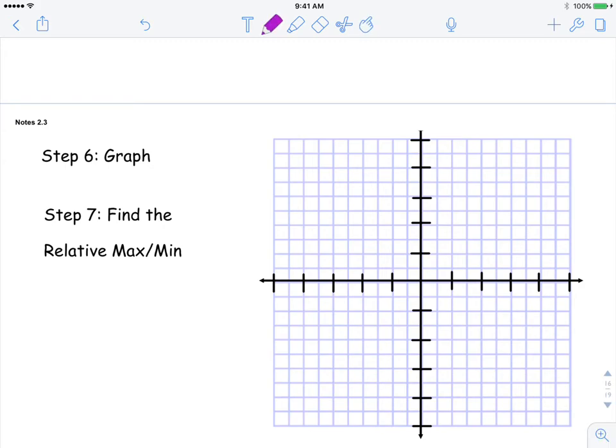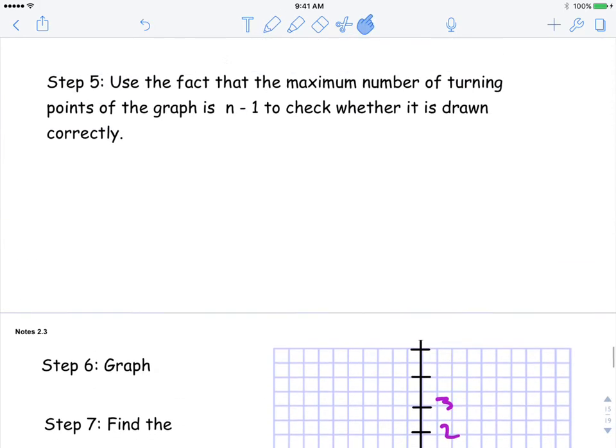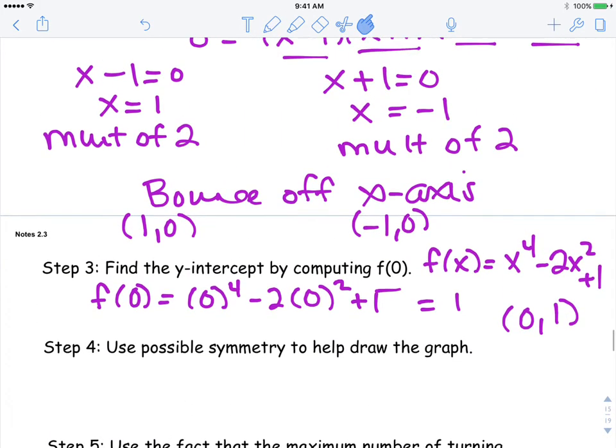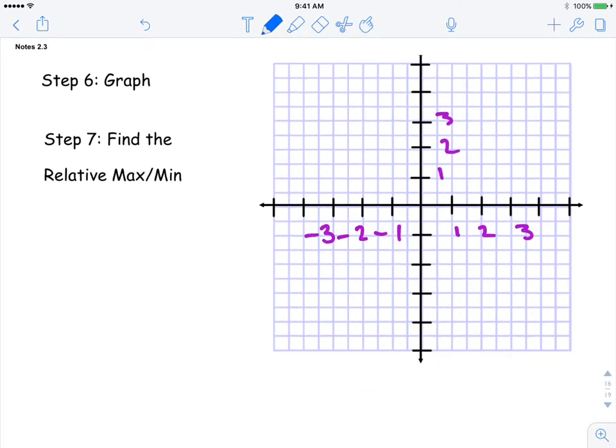So when we graph this function, we want to identify the x-intercepts and that y-intercept. So I'm going to have 1, 2, and 3, 1, 2, and 3, -1, -2, -3. Okay, so now we're going to go ahead and graph those intercepts. So y-intercept of 1, x-intercepts at 1 and -1. So there's my y-intercept. Here's my x-intercept. There's my other x-intercept.